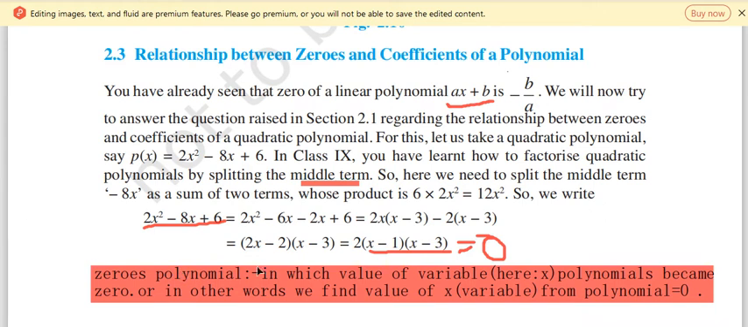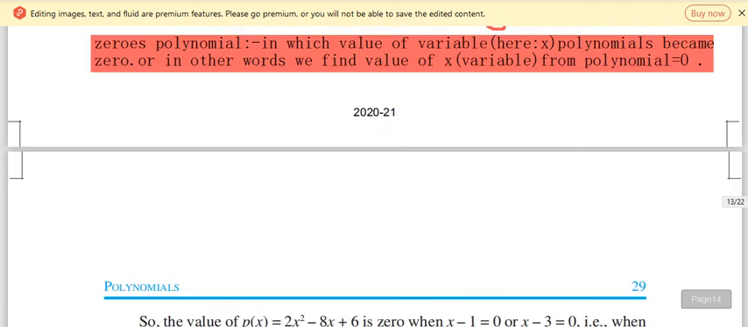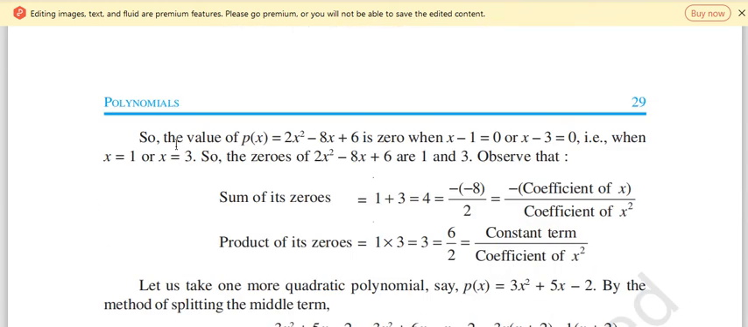In other words, we find the value of x, that is the variable, from the polynomial equal to 0. That means p of x equal to 0, then we find x, and these values of x are also called zeros of the polynomial. So the value of p of x is 0 when x minus 1 equal to 0 or x minus 3 equal to 0, when x equal to 1 or x equal to 3. The zeros of the polynomial are 1 and 3.